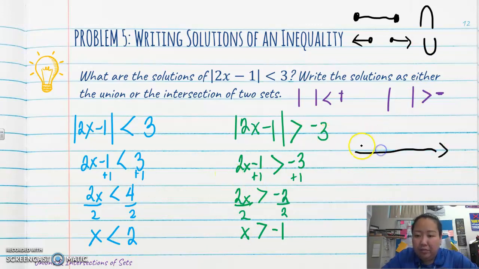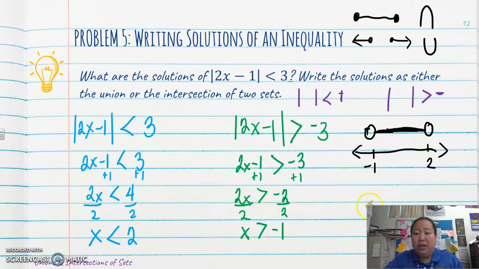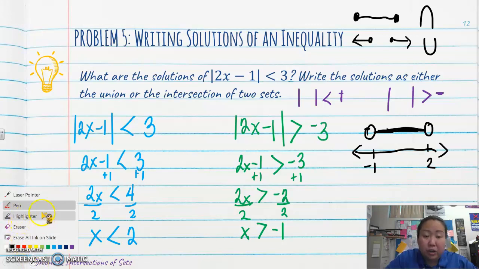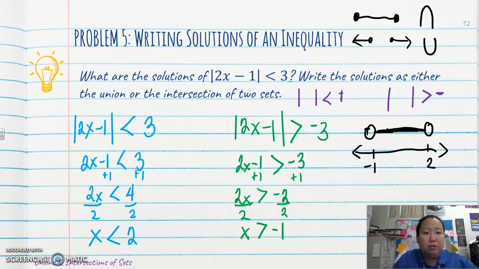So we have negative 1 here, positive 2 here. Positive 2 is a less than, so it's going this way. Negative 1 is a greater than. And you know that they are going to meet. And again, when they meet, it's the intersection. So when you write your final answer, since it's asking for the solution as either union or intersection of two sets, let me just write it down here.